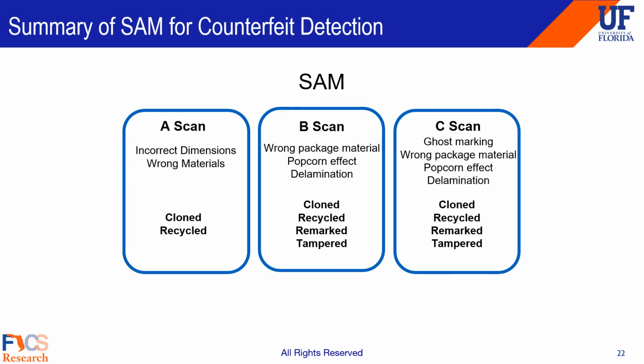In summary, the SAM is very useful for counterfeit detection. We see that in different scan modes we are able to detect different things. In A scan, we are able to see incorrect dimensions and wrong materials. In B scan, we're able to see popcorn effect, delaminations, and wrong package material. And in C scan, we're able to see ghost markings, wrong package material, popcorn effect, and delamination.